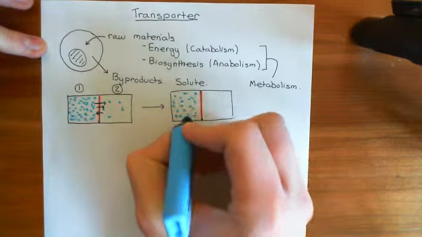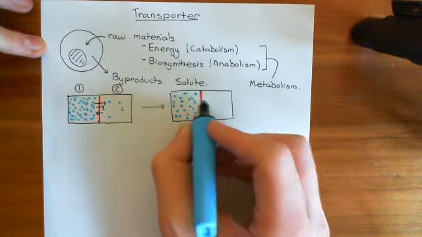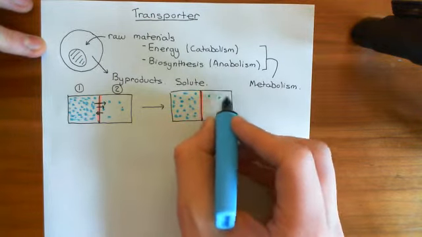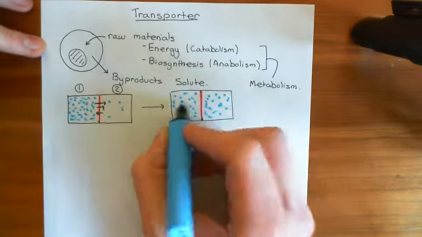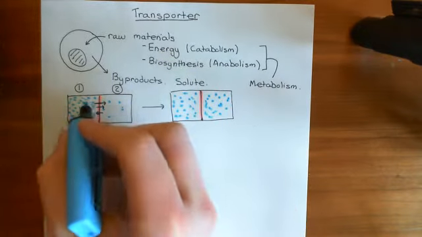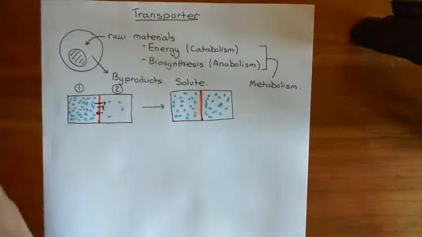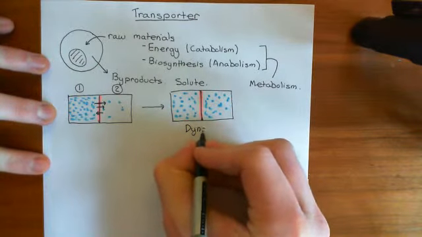the number of solute molecules which hit the membrane from this side and go into compartment 2 is equal to the number of molecules which hit the membrane from compartment 2 side and go into compartment 1. So when the rate of movement from 1 to 2 is equal to the rate of movement from 2 to 1, then you reach what is known as a dynamic equilibrium.